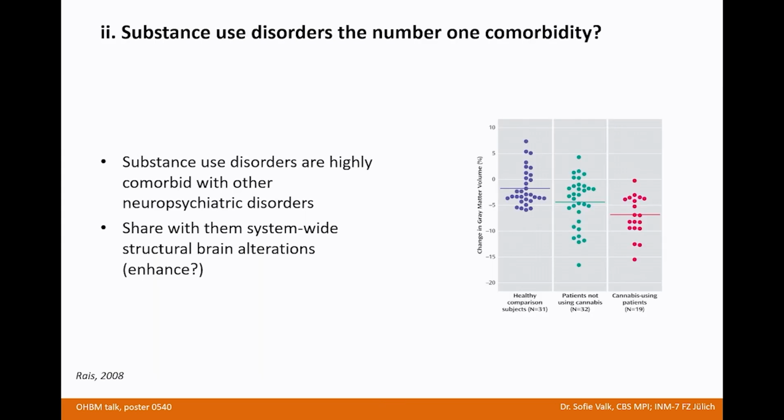Coming from a more neuropsychiatric perspective, substance use disorders can be considered the number one comorbidity. They are highly comorbid with many other neuropsychiatric disorders, and they share with them system-wide structural brain alterations. So they may even enhance already existing alterations, for example in schizophrenia, by adding a substance use disorder on top of them.